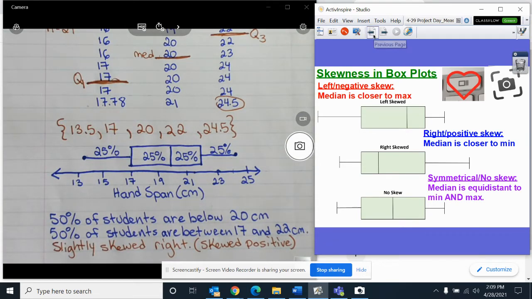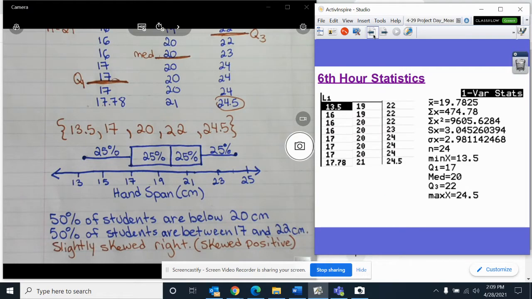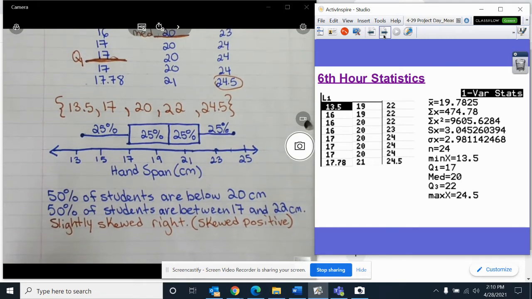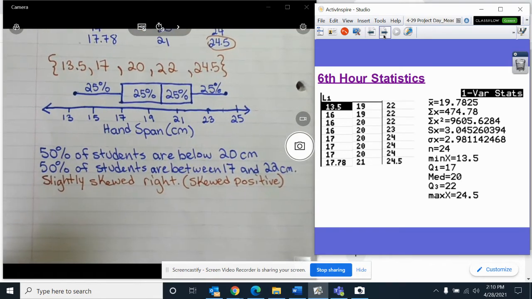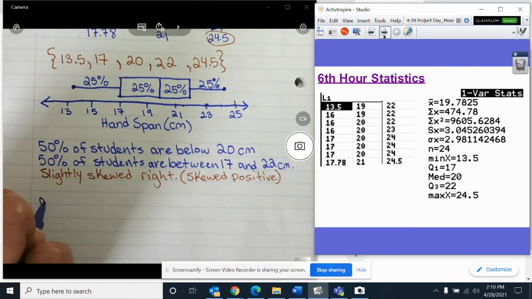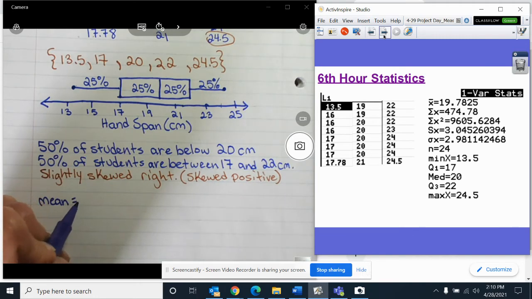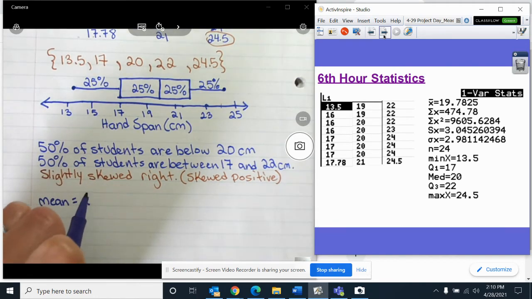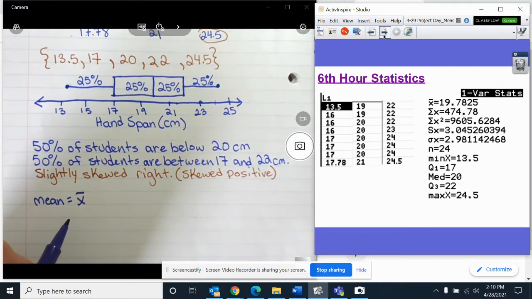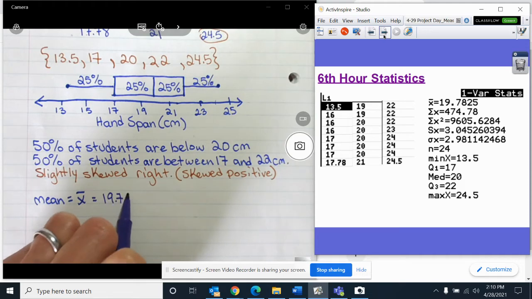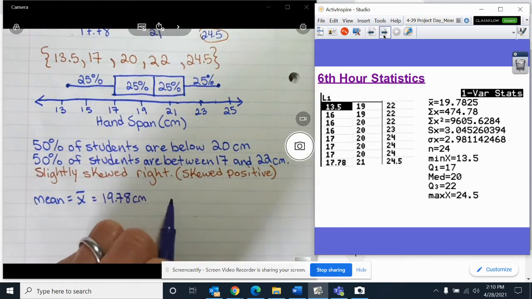Now, additional measures. Let's also look at the mean, the median, again, and the mode. So the mean of our data is 19.78. Remember that symbol, X bar, or X with a line over it? 19.78 centimeters.